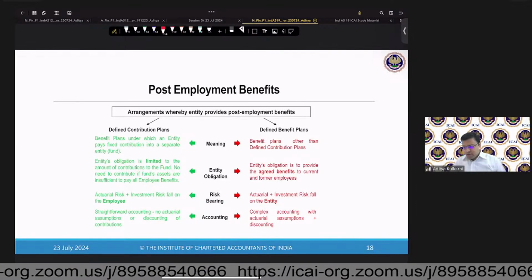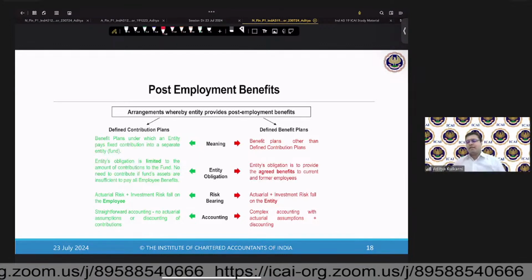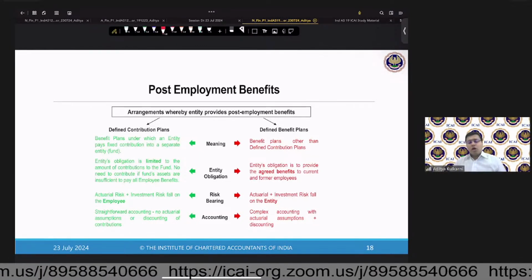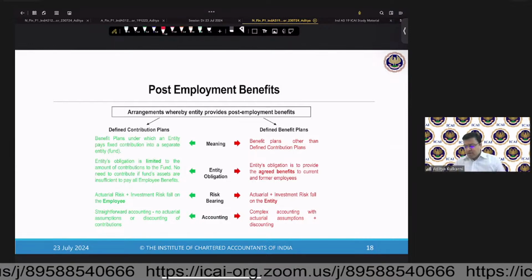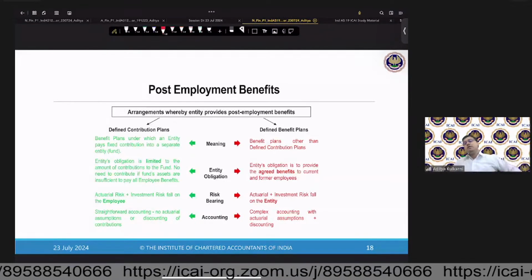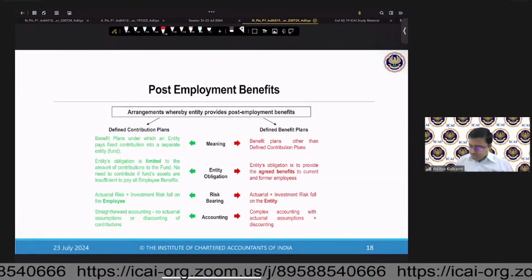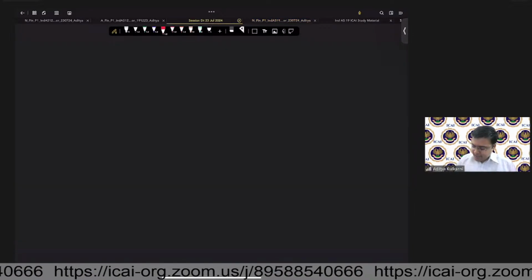Coming to the next one, this is your post-employment benefits, something that is very important. What do you mean by post-employment benefits? Benefits that come to the employee after he completes his employment. Now, let us understand.